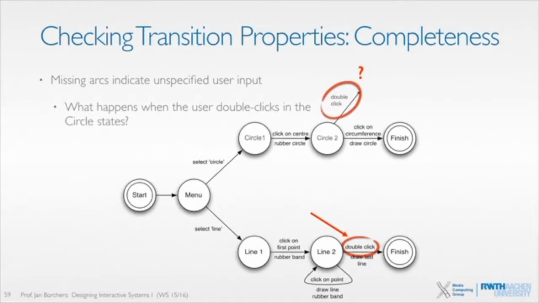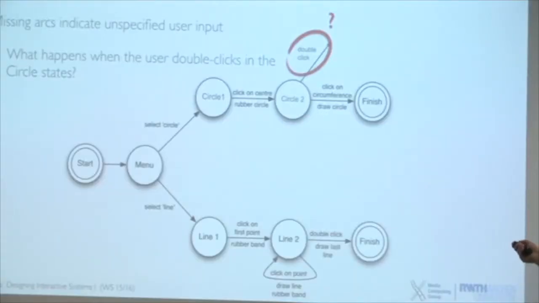So for example, I know when I'm in circle 1 or in circle 2, I know what happens when I do a click. I click, and that basically draws the circle. In line 2, in this state, I know what happens when I click. I do another line segment. When I double click, I complete the polyline. I don't know what happens when I double click here. I didn't specify that. So that means the STN does not have a transition for what happens with the double click in this state.